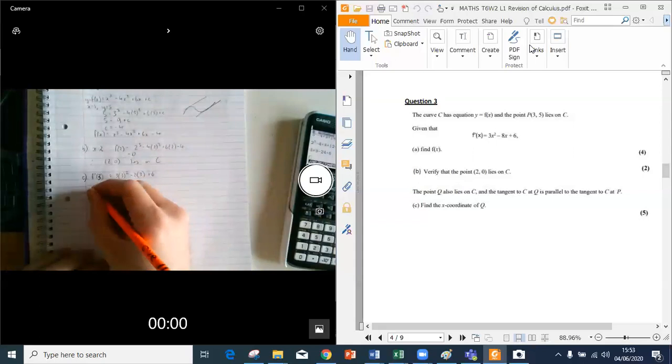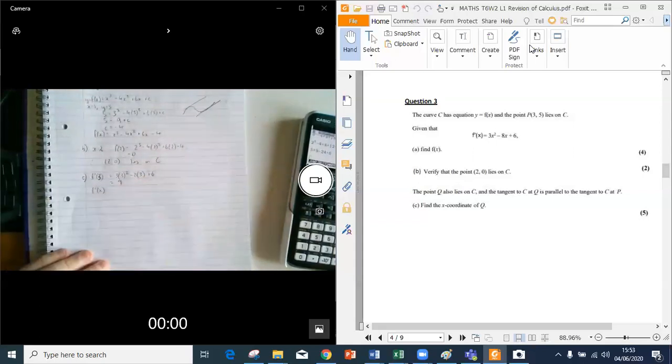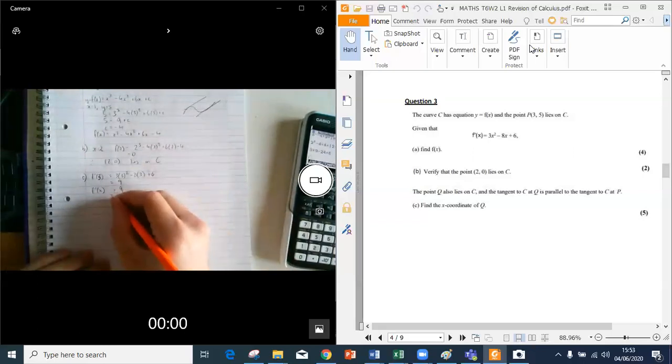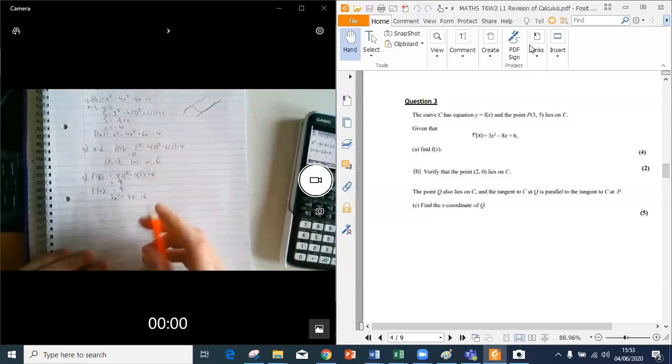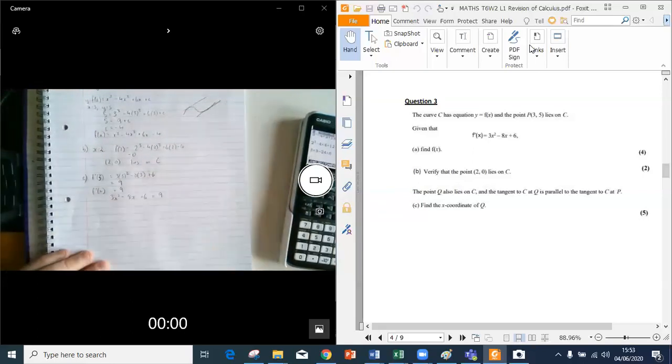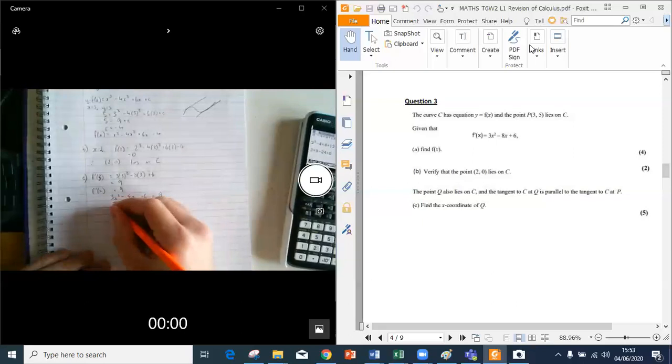So therefore, I know the gradient, so f dash of x should equal 9. So I've now got an equation to solve. 3x squared take away 8x plus 6. That's the gradient function, that's f dash of x. And I want that to equal 9. So I'm going to take the 9 to that side.